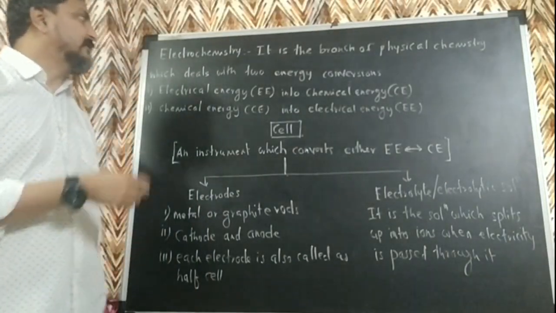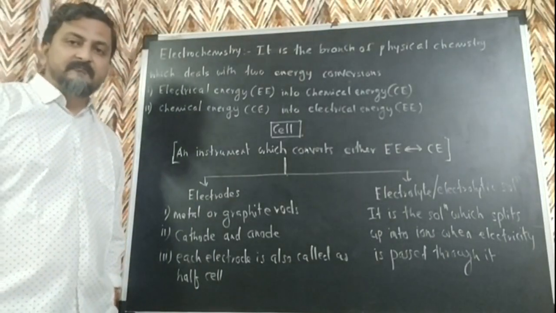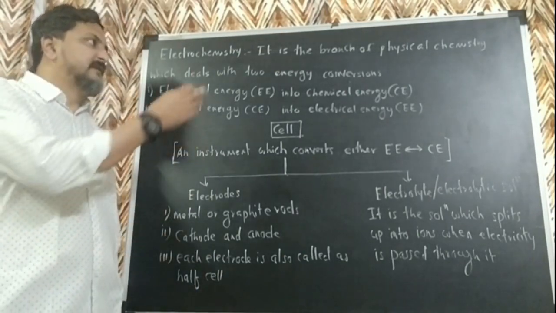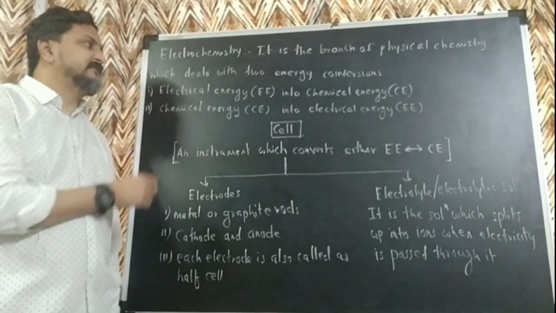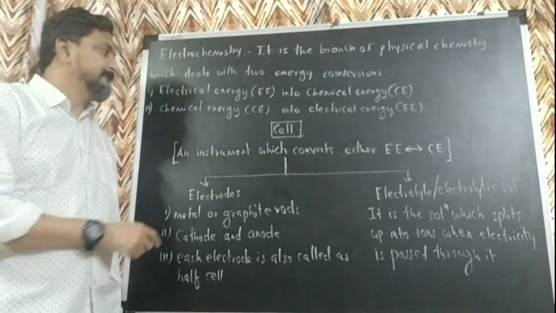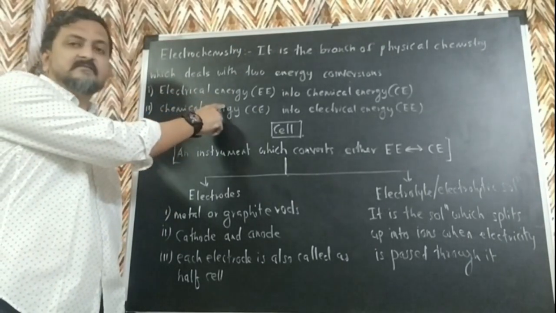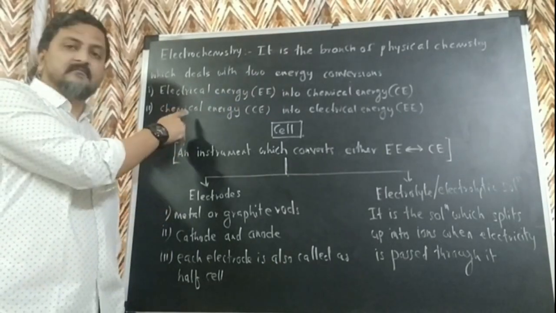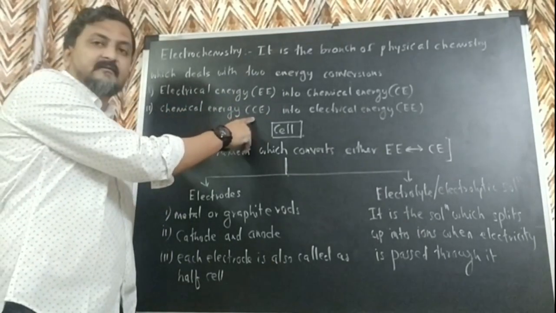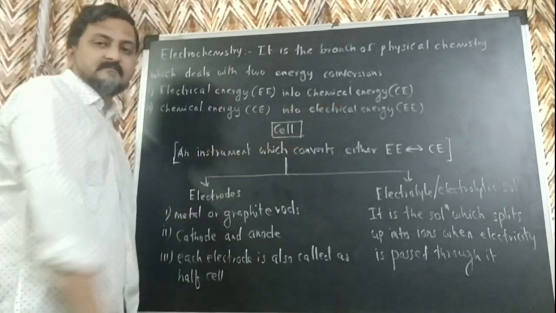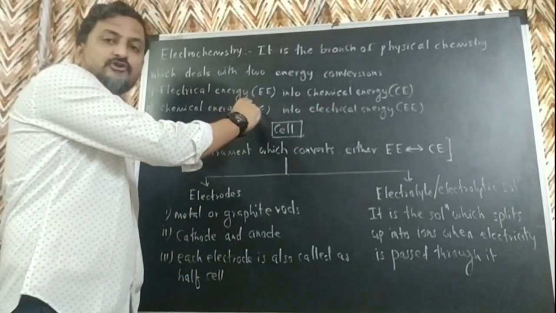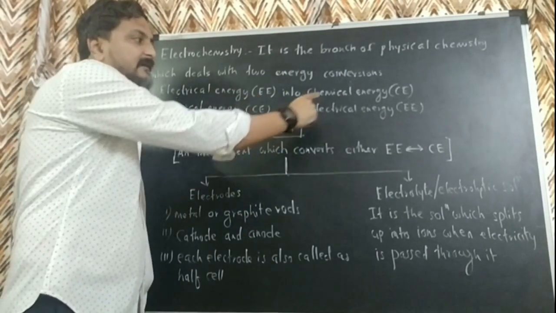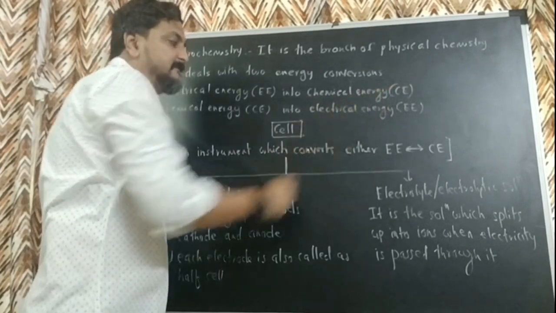Let us learn electrochemistry. Let me first define what is electrochemistry. It is the branch of physical chemistry which deals with two energy conversions: electrical energy into chemical energy and chemical energy into electrical energy. I have written two short forms here. Electrical energy, henceforth I will be writing as EE, and chemical energy I will be writing as CE.